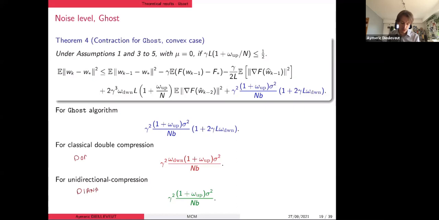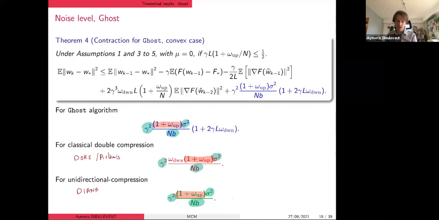And what we see is that part of the variance is exactly the same thing. So this sigma squared divided by n times the batch times gamma squared is shared on all algorithms. The uplink dependency is also exactly the same. And the only thing that changes is the impact of the downlink. And obviously for Diana, there is no downlink compression. So obviously we recover exactly this rate or this limit variance.